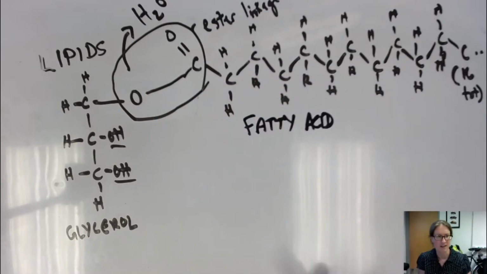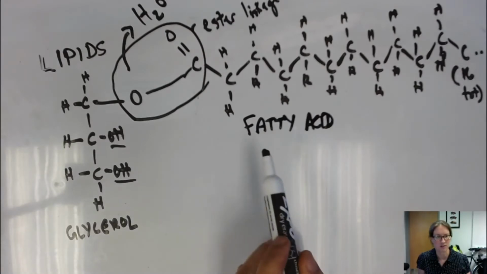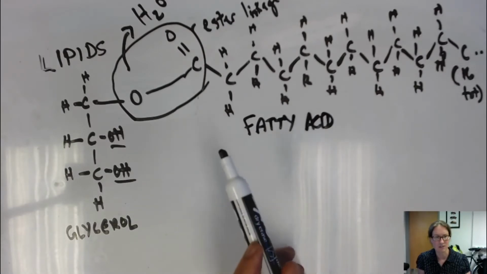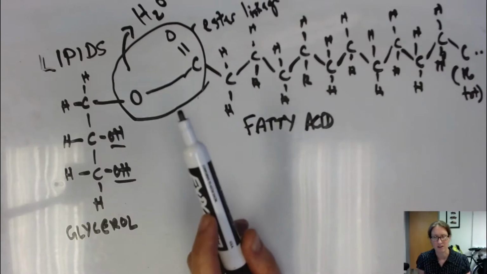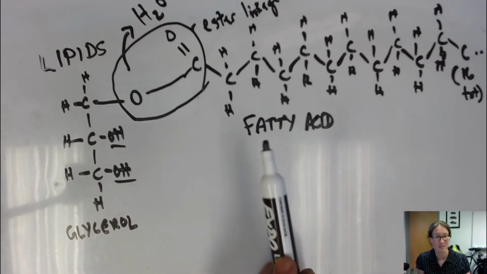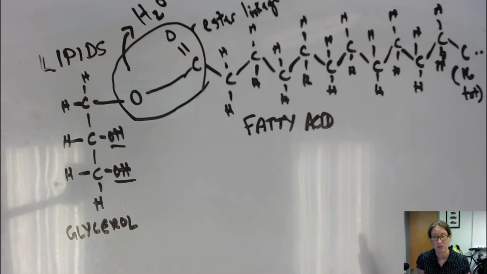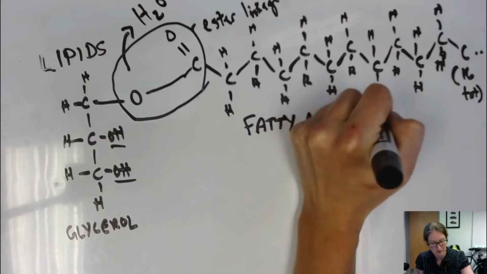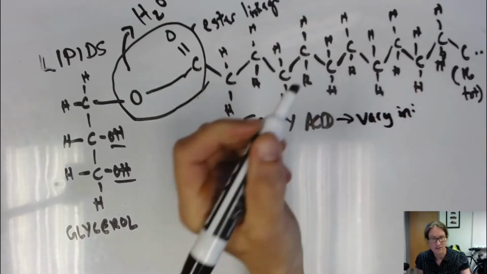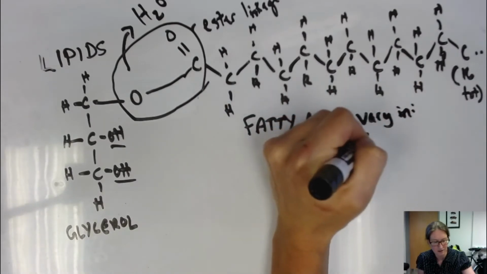And so notice that in contrast to sugars, this fatty acid consists mostly of just carbons and hydrogens with this carboxyl group at one end. So that's in contrast to that CH2O ratio that we saw with sugars. So a really cool thing about fatty acids is that they can vary, and they mostly vary in two ways. First off, they can vary in length.